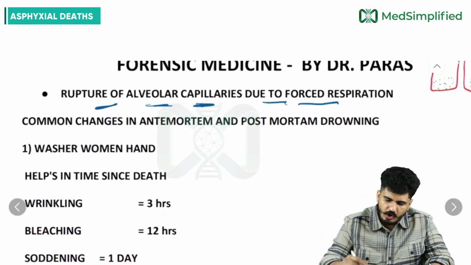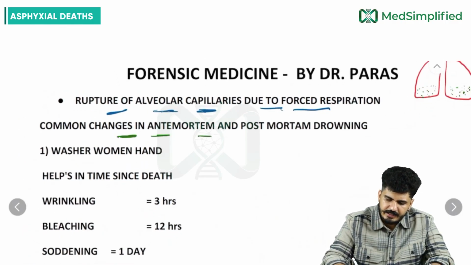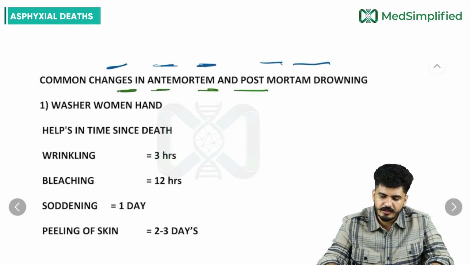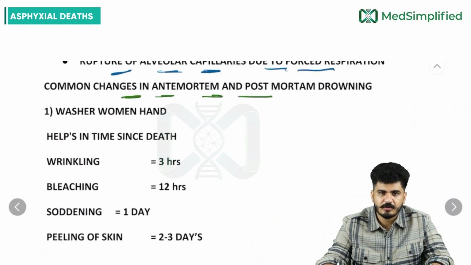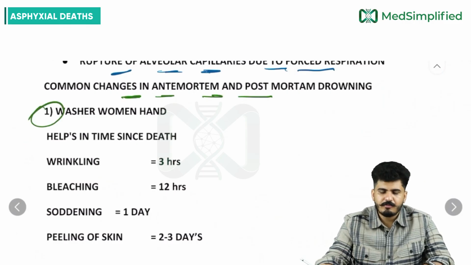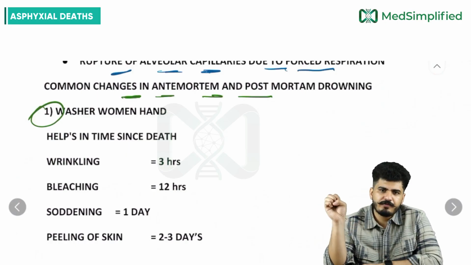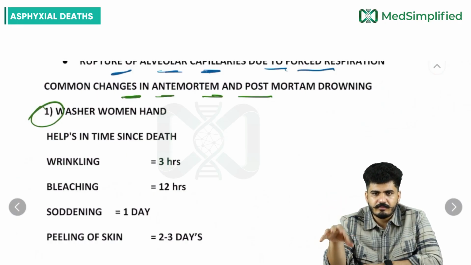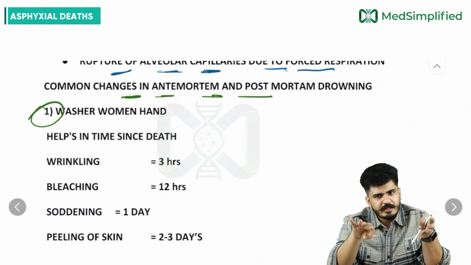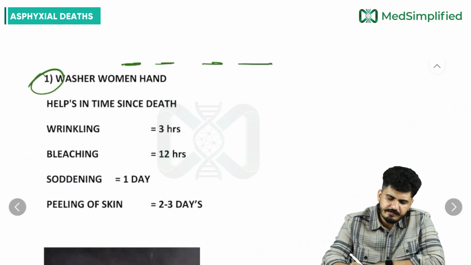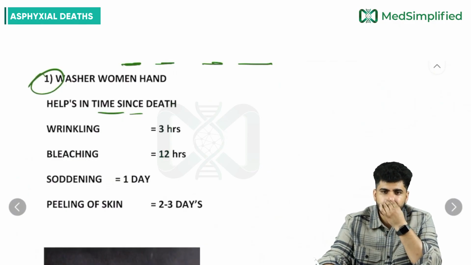And now, the common changes in ante-mortem and post-mortem drowning. Sir, what are the common changes you are going to see in both? Number one is washerwoman hand, and this is seen in a normal person also. If a normal person puts their hand inside the water, you will see there is wrinkling of the hand, and this can be seen in both ante-mortem and post-mortem. Now, it helps in the time since death, TSD.